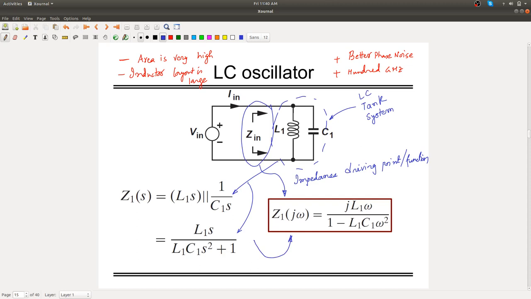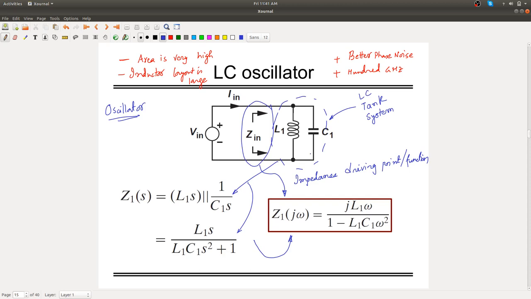The only thing is, if I want to find out the oscillation frequency, or if I want to create an oscillator using LC, it's going to oscillate at a particular frequency. Can you tell me the oscillation frequency? In your school you have found out the resonance, right? So you have to equate the denominator with zero. If this is going to be zero, your impedance becomes infinite. If impedance is infinite, your gain will be infinite, because that's the output.